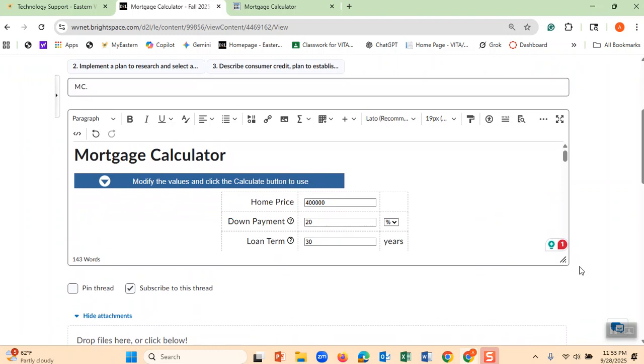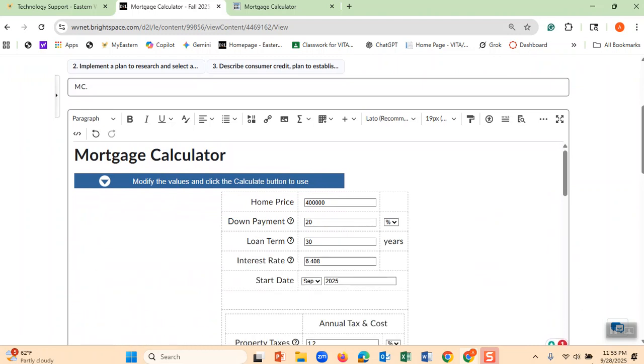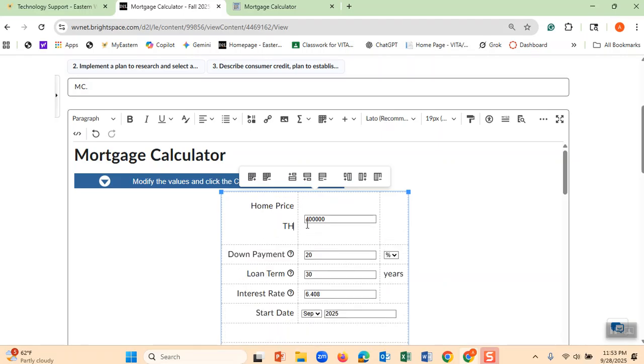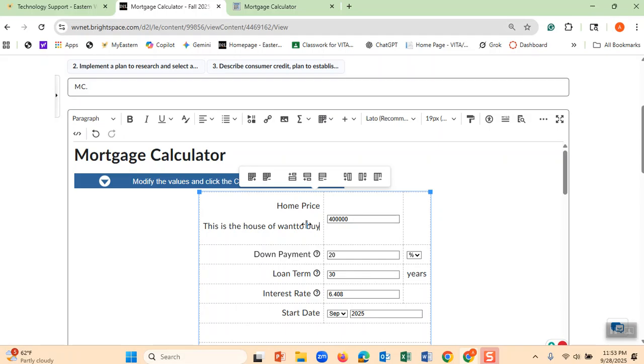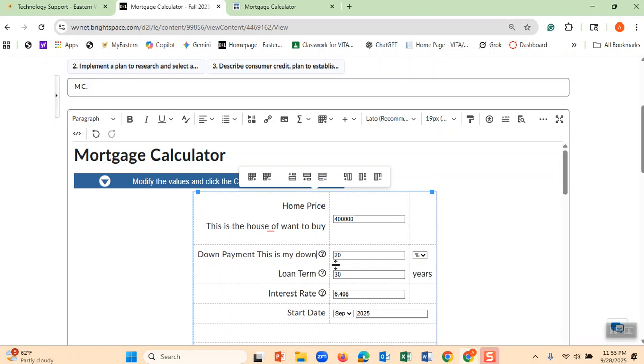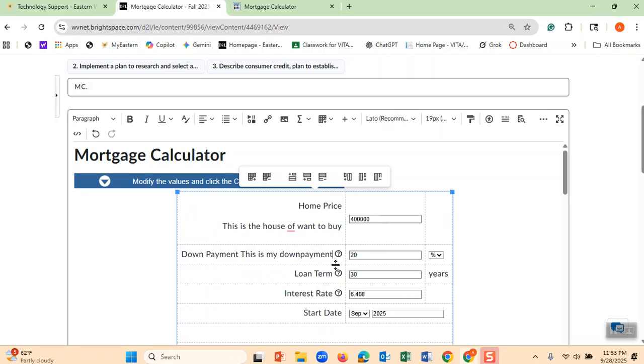Look at here, I drag this one from here to make it larger. And here I explained what has happened. Here is, this is the home price. I put my note here. Say, this is the house I want to buy. And then here is that I will put down payment, and then I put here, this is my down payment. Of course, it is in percentage.